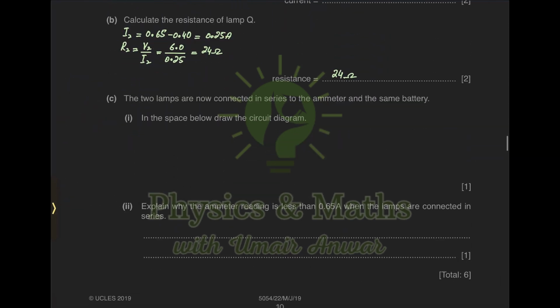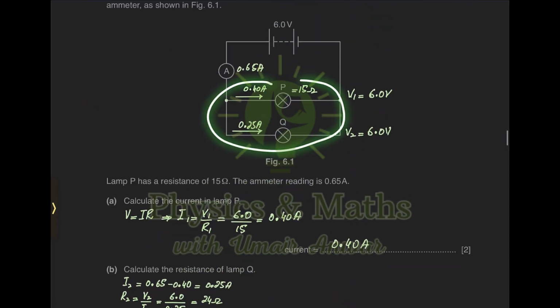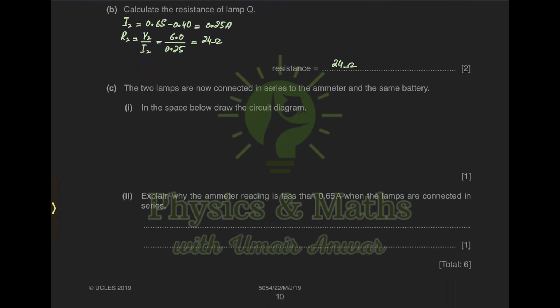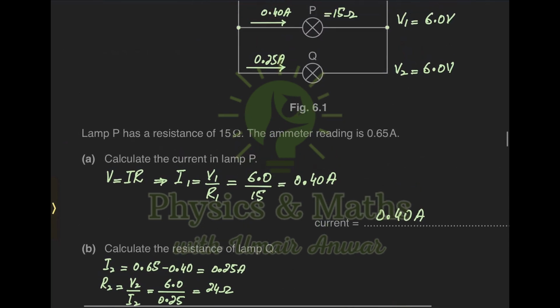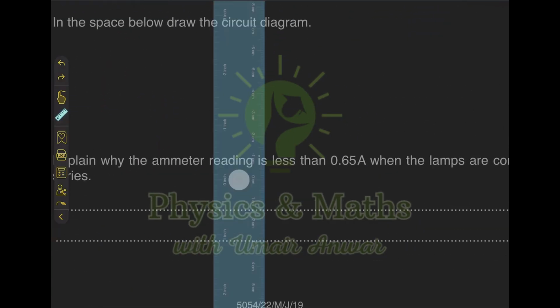The two lamps are now connected in series to the ammeter and the same battery. Now instead of the parallel connection, they are now being connected in series with the ammeter and the same battery. In the space below, draw the circuit diagram. So we are going to start with the battery.